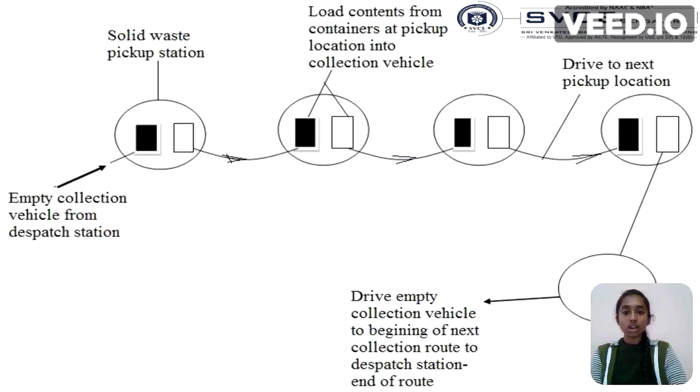This is the sketch of how a stationary container will work. First, an empty collection vehicle from the dispatch station will come to pick up solid waste. Next, it loads contents from the container at the pickup location into the collection vehicle, and it drives to the next pickup location. Again, it drives the empty collection vehicle to the beginning of the next collection route, to the dispatch station at the end of the route.